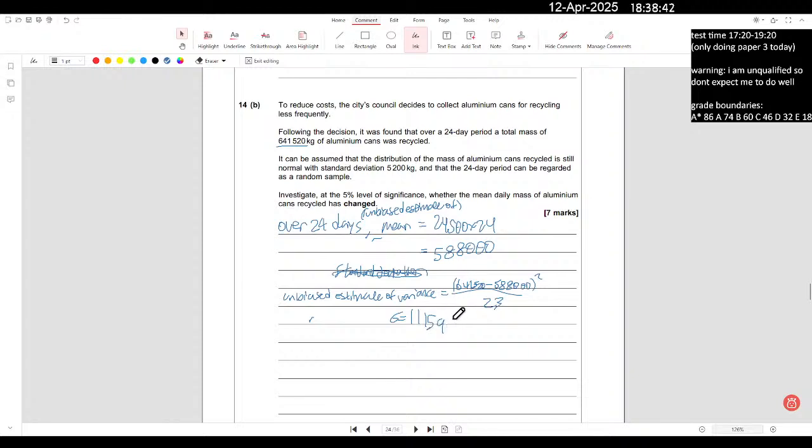Well, I got a standard deviation of 11,159. It can't be that. It can't be that small, can it? It could be, but I don't think it is.